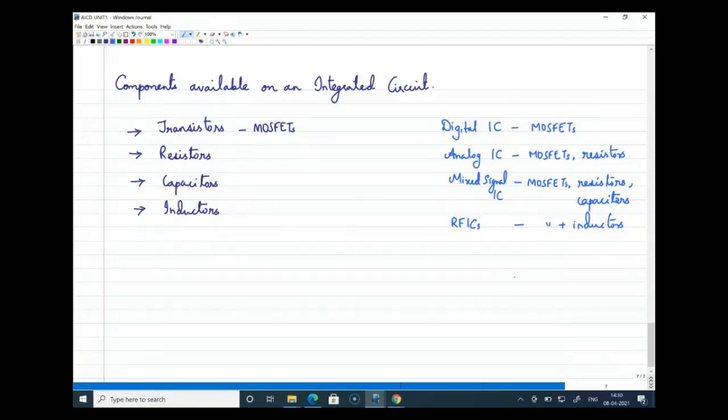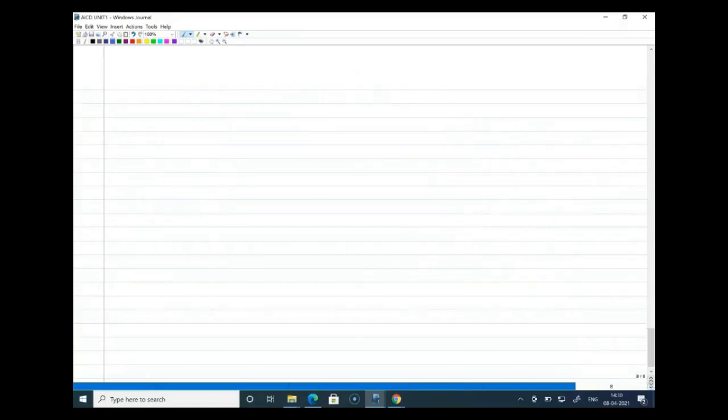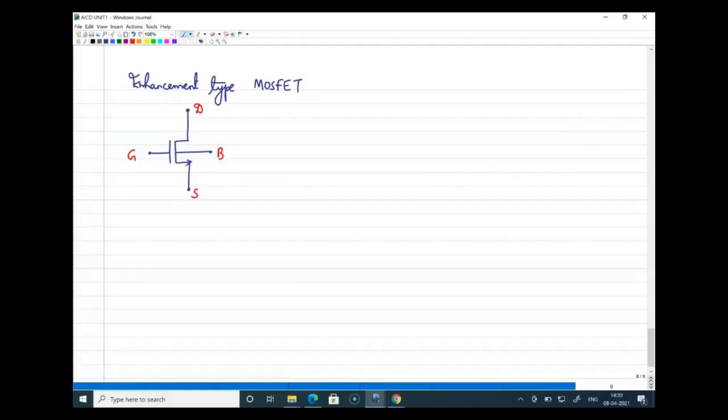All right, so taking forward from yesterday's discussion, yesterday we spoke about enhancement type MOSFET, and for the example, I'm taking N MOSFET in that. And you are familiar with MOSFET as a 3-terminal device, but now I am just taking the 4-terminal MOSFET, and the terminals are, this is gate, this is drain, source, and this is body, right?